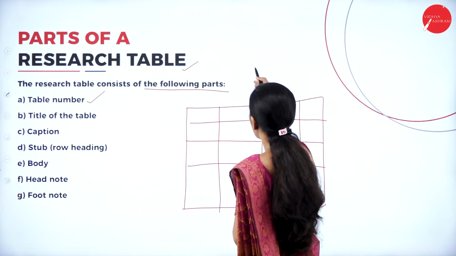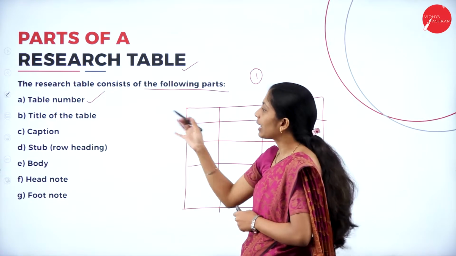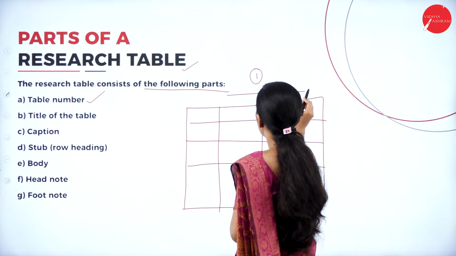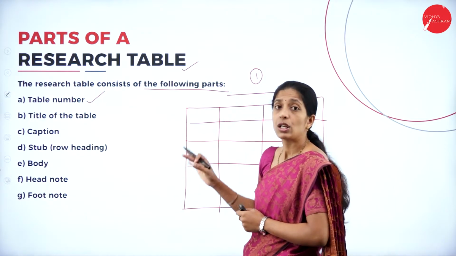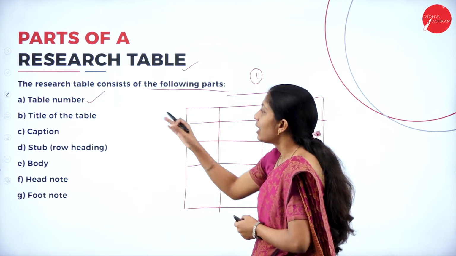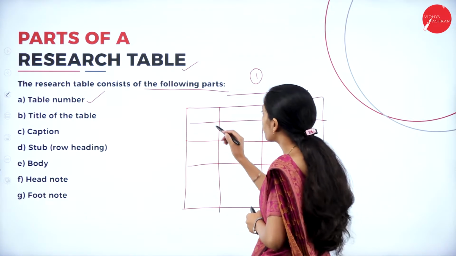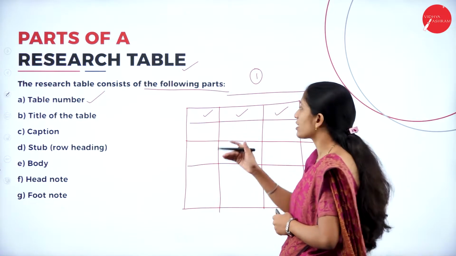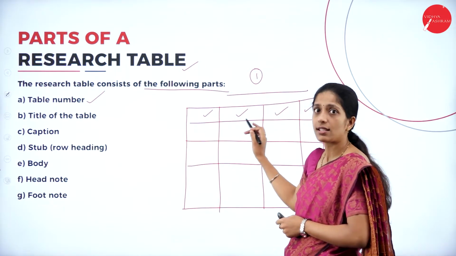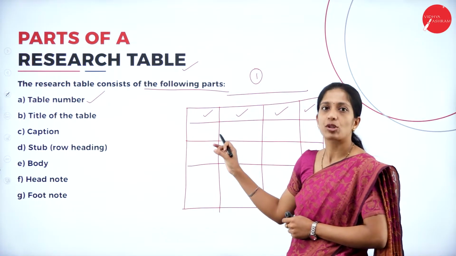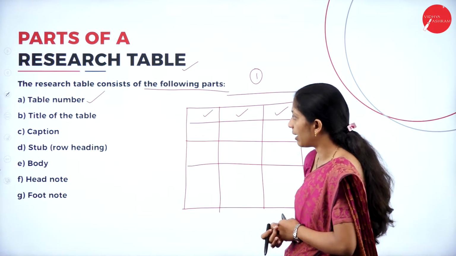So let us take the table number 1. Then the title of the table. We have to give a title here, that is, what this table represents. Next, captions. For each and every column, captions have to be given. Let us assume date, number of workers, amount of wages. Like that, captions have to be given for each and every column.